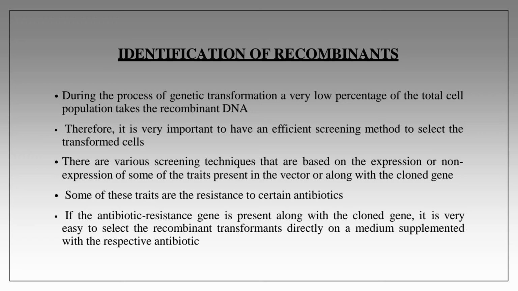Identification of recombinants. During the process of genetic transformation, a very low percentage of the total cell population takes up the recombinant DNA. Therefore, it is very important to have an efficient screening method to select the transformed cells. There are various screening techniques that are based on the expression or non-expression of some of the traits present in the vector along with the cloned genes. Some of these traits are resistance to certain antibiotics. If the antibiotic resistance gene is present along with the cloned gene, it is very easy to select the recombinant transformants directly on a medium supplemented with the respective antibiotic.